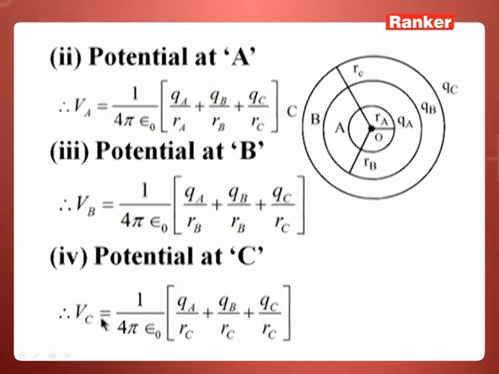VC is equal to 1 by 4 pi epsilon naught into QA by RC plus QB by RC plus QC by RC. If at all you want to take RC as common here in the denominator, this now becomes 1 by 4 pi epsilon naught into (QA plus QB plus QC) whole divided by RC. Like that also we can write.